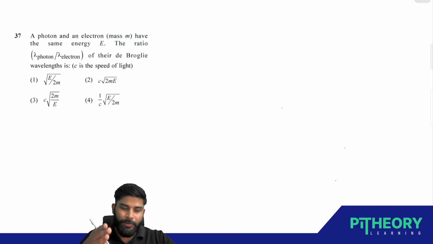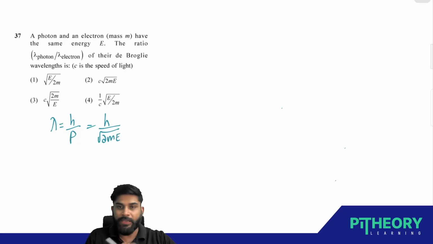So here is question number 37. A photon and an electron of mass m have the same energy E. The ratio lambda photon to lambda electron of their de Broglie wavelengths. This is quite a straightforward question. We know the de Broglie wavelength of a particle is h by p, where h is the Planck's constant and p is the linear momentum of the particle. In terms of energy, you write h by root 2mE, where E is the kinetic energy of the particle.